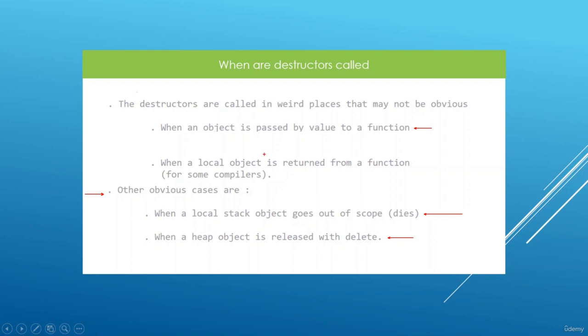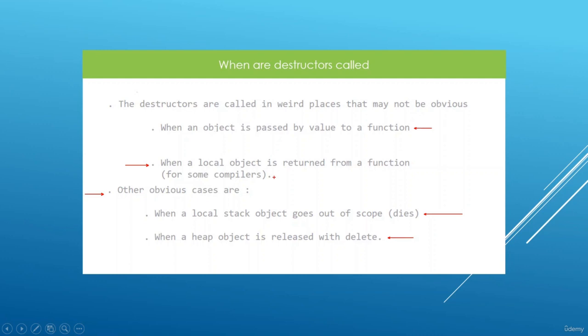Another case where you might have the destructor called is when a local object is returned from a function. Another copy is going to be created to be used outside the function, and the copy inside the function is going to be killed. But this is not guaranteed, as some compilers may optimize your return value and use some kind of reference. So you're not guaranteed to see this behavior, but it is possible to see it.